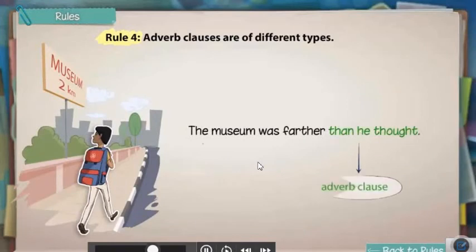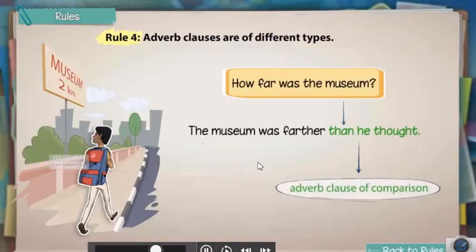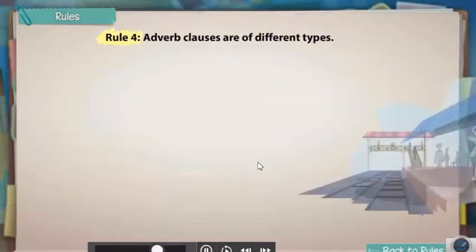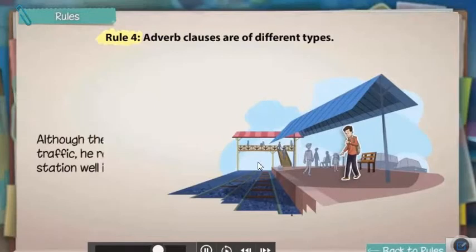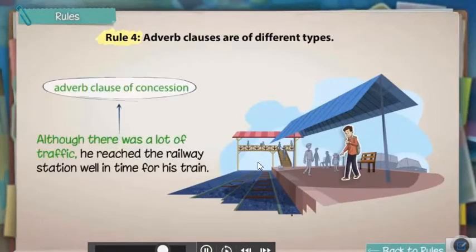In this sentence, the adverb clause shows a comparison. Such a clause is called an adverb clause of comparison. Now, read this sentence. Here, a lot of traffic in the subordinate clause is contrasted with reaching the railway station in time in the main clause. Such a clause is called an adverb clause of concession.